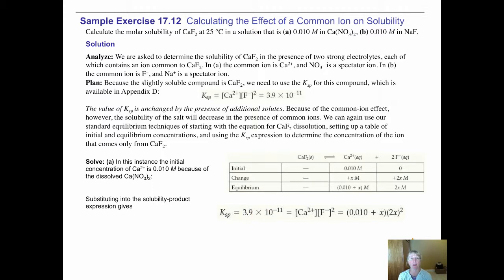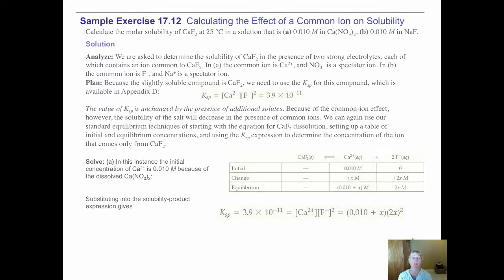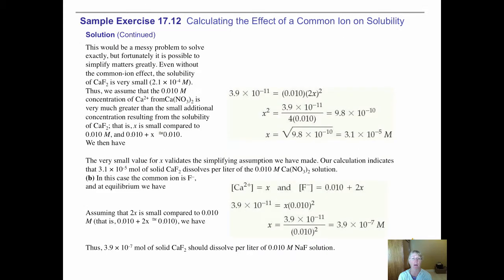You get to do that thing like we did in buffers and titrations. You get to ignore the X. So when you ignore the X, it cleans up quite nicely. 3.9 times 10 to the minus 11 equals 0.01 times (2x) squared. Don't do like I do. Call that 4x squared. I hope they did that. And then I need you to solve for x, which involves at the end of this particular problem using your square root.